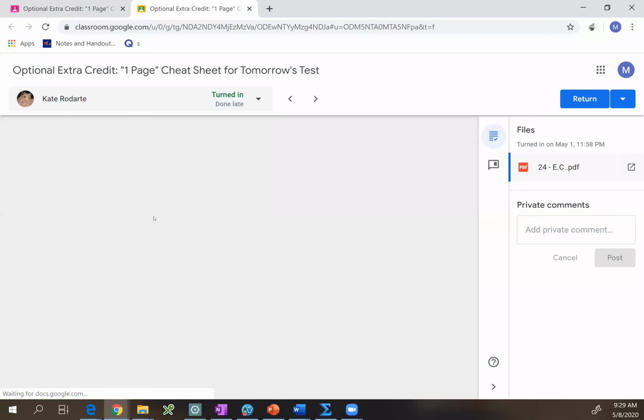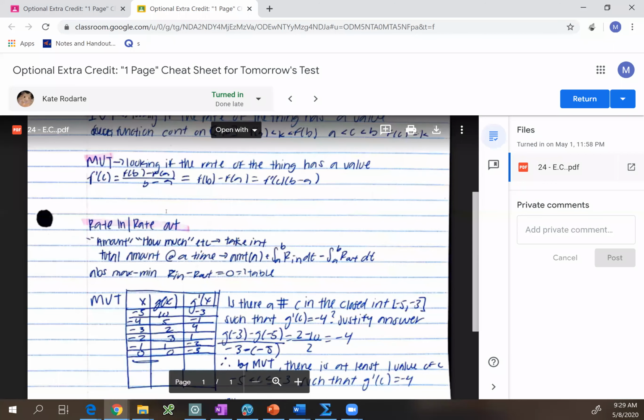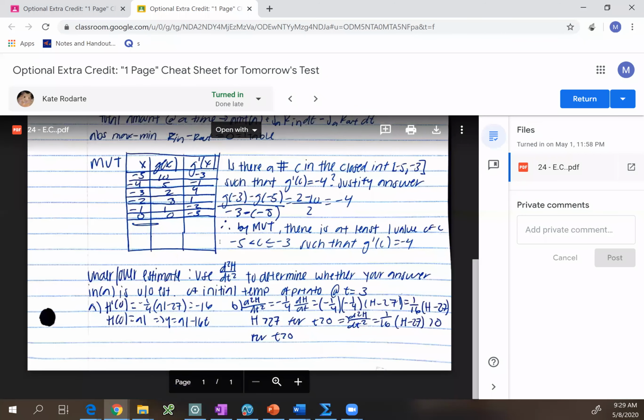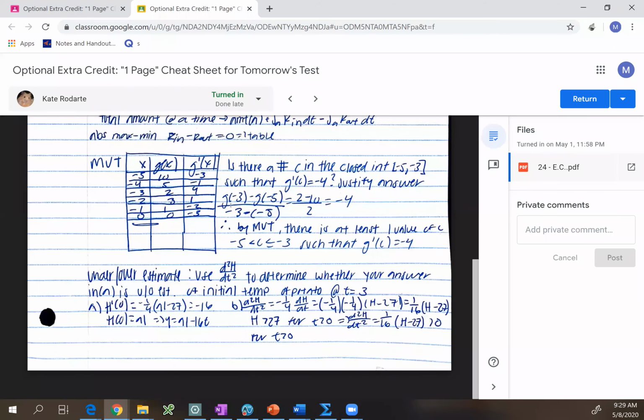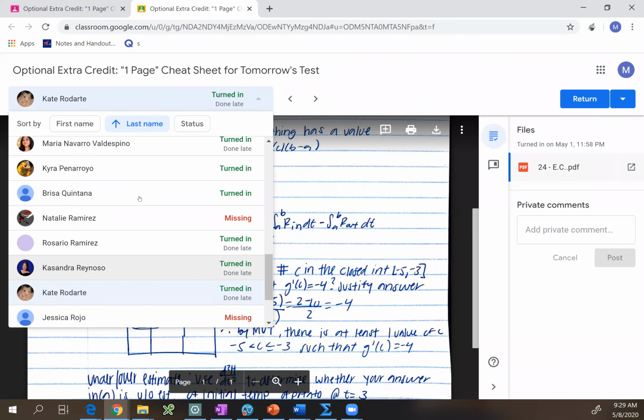I also thought Kate had a really good example that she put in here, of MVT with this table. She had this question: is there a C in the closed interval such that G prime of C equals -4? So this was probably a question that she had struggled with or wanted extra help with, and she put that in there. I think that's a great, great example to have as well. And so I wanted to show those.